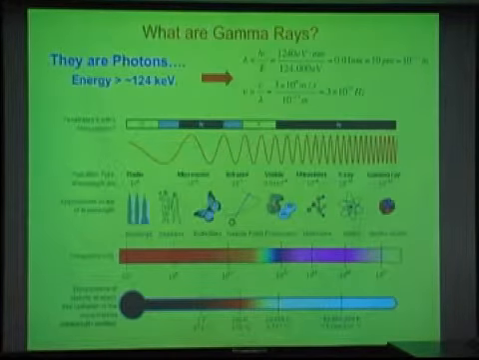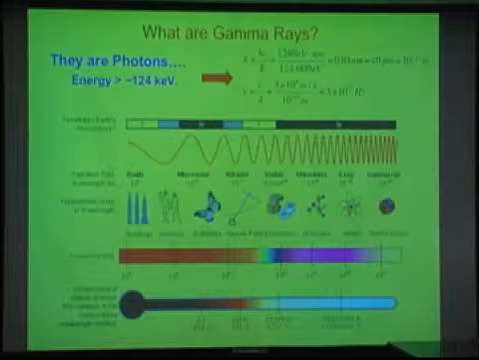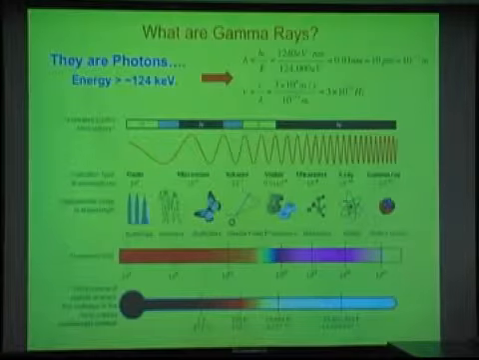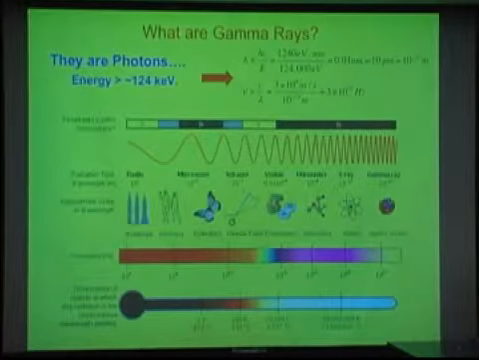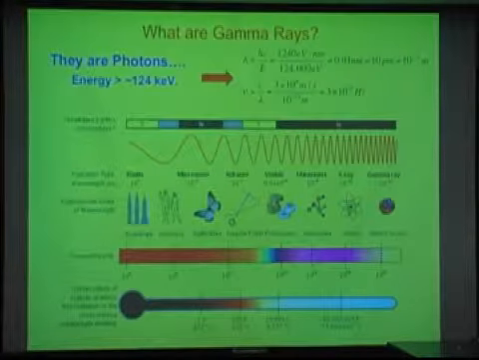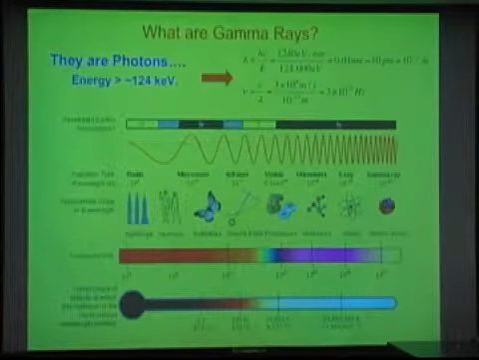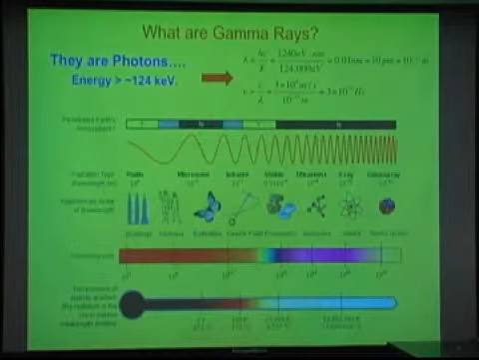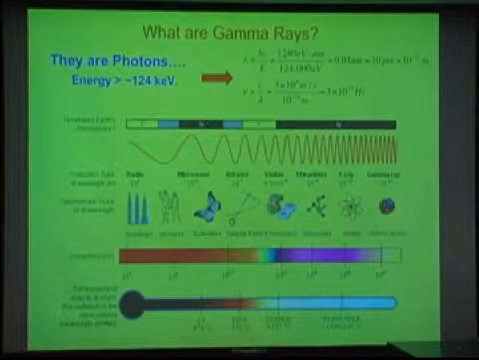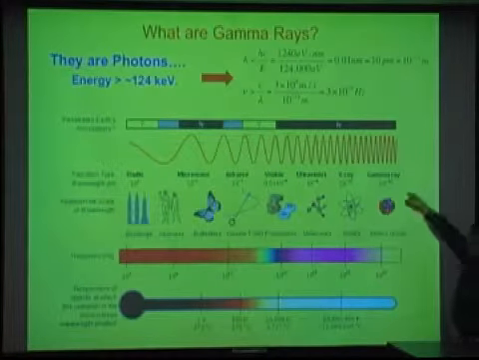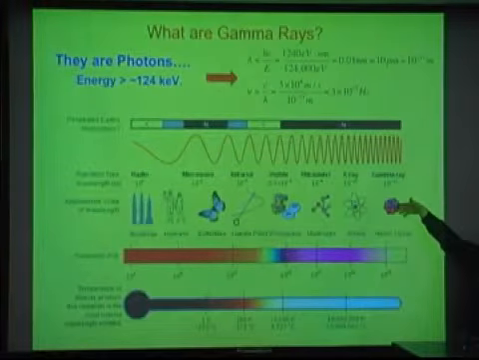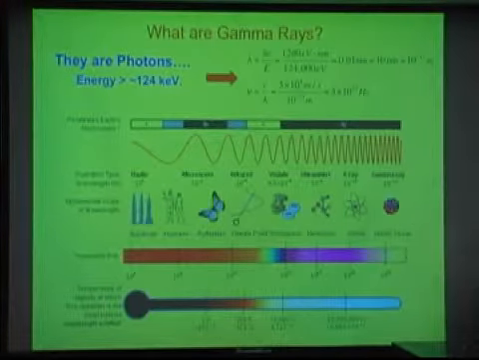So let's start at the ground floor. What are gamma rays? An arbitrary definition could put the energy at 124 keV or greater. That corresponds to about 10 picometers, frequencies of 3 times 10 to the 19 hertz. Here's a little cartoon showing the scale of gamma rays, sort of associated with the nucleus.